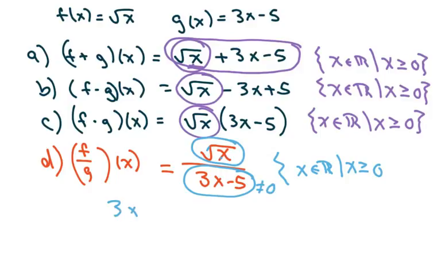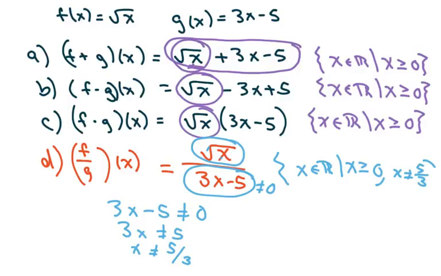So let's see what that would be. This cannot equal 0. So the way you would write that is you just put a comma here, and you have two conditions here. It must be greater than or equal to 0. At the same time, when it is greater than or equal to 0, it cannot be this one value, which is 5 over 3. Okay? And that's all.